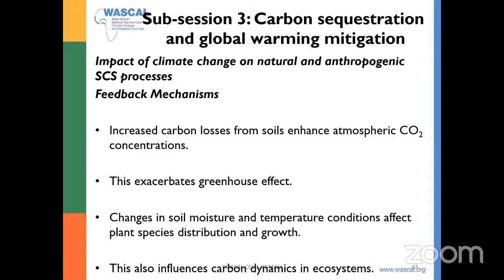And changes in soil moisture and temperature conditions also affect plant species distribution and growth, which will invariably affect the composition, as well as even the storage and stabilization of carbons that have been transferred into the soil. So climate change has a lot to do with soil carbon sequestration.